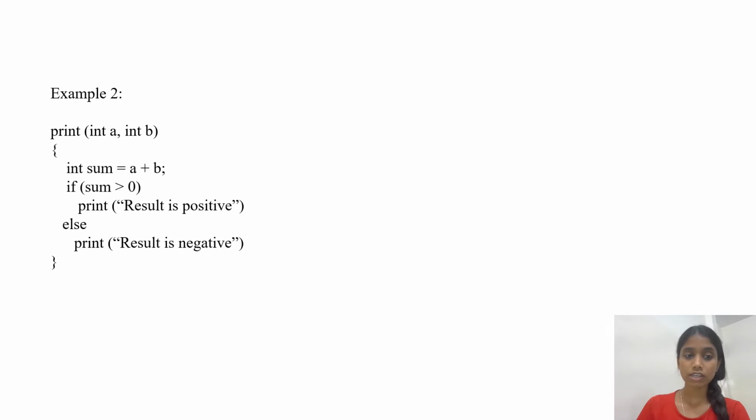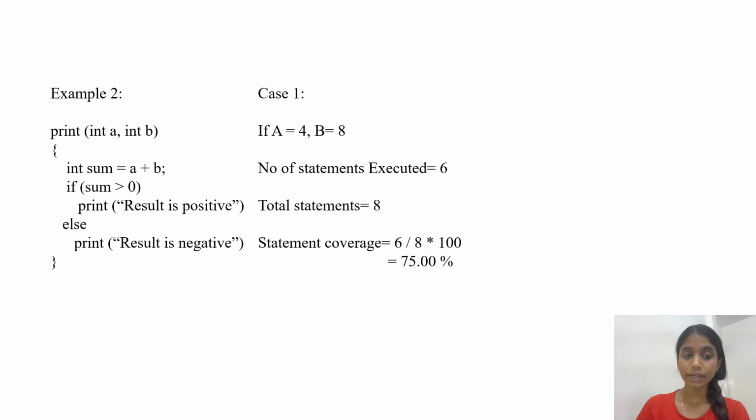We have another example, where we are inputting A and B from the user, and we are saying if the sum is positive or if the sum is negative. So here the total number of statements is 8, that is print int A comma int B, and the curly braces and the function written within it. If A is equal to 4 and B is equal to 8, the sum will obviously be 12.